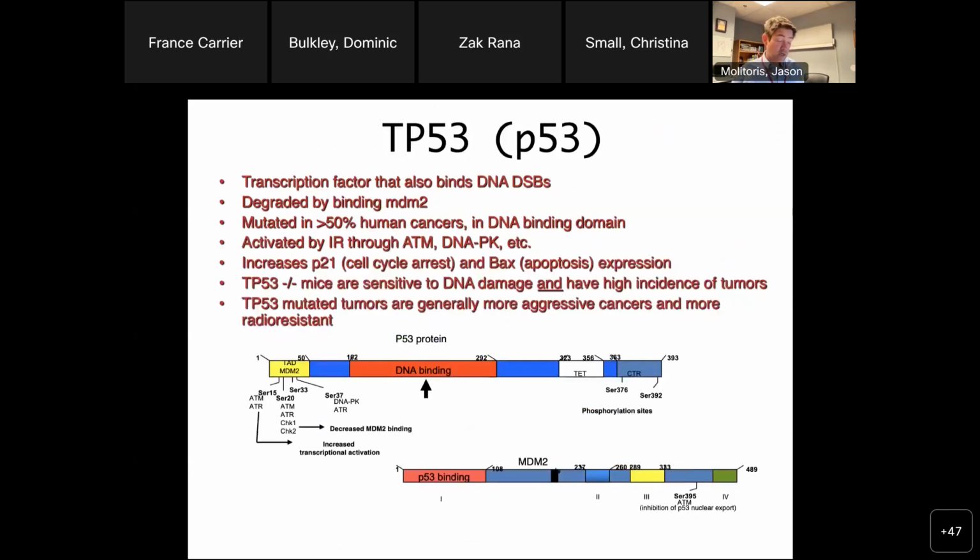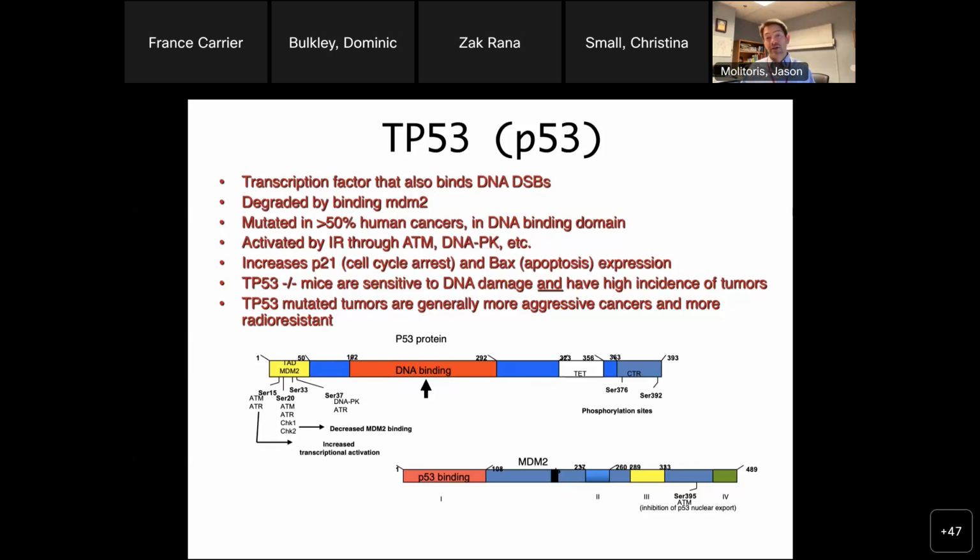P53 is going to be critical for the examinations. It's a transcription factor. It's degraded by binding to MDM2. It's mutated in over 50% of cancers. It is a tumor suppressor, and it is activated by radiation through the ATM pathway. When it's activated, it leads to things that decrease cancer. It is often mutated, and so those malignancies tend to be less radio responsive.